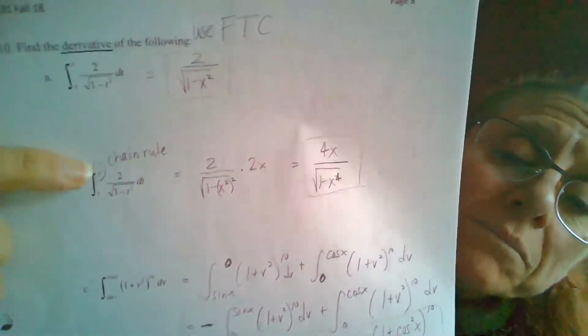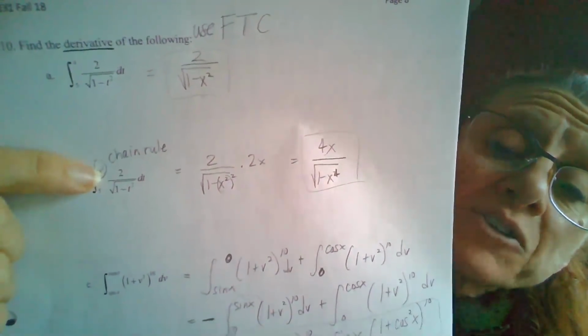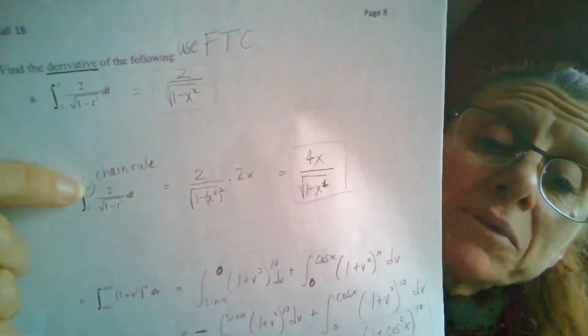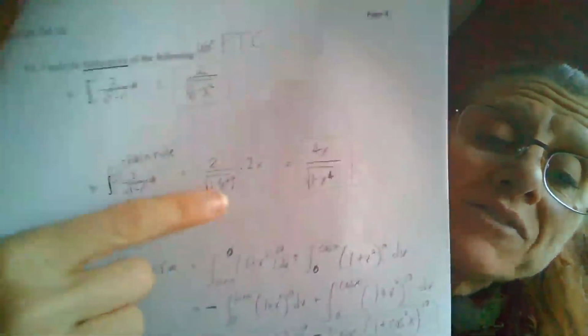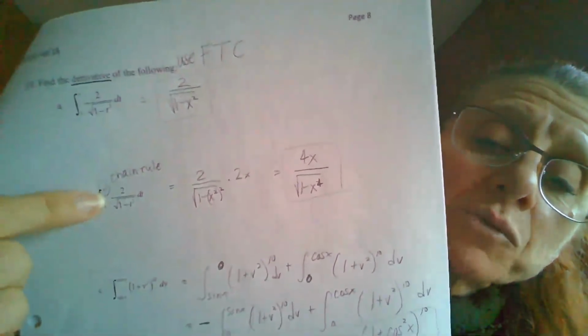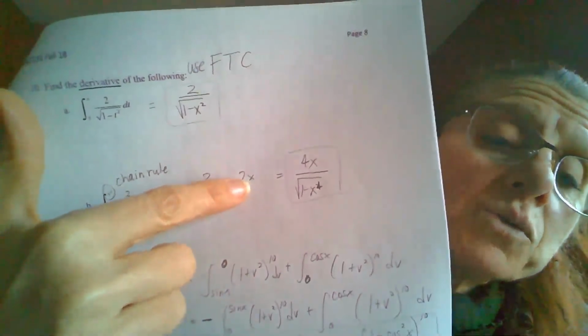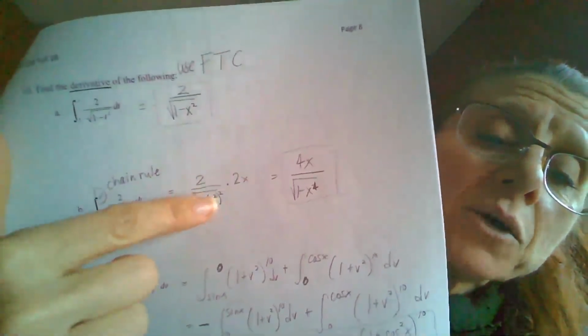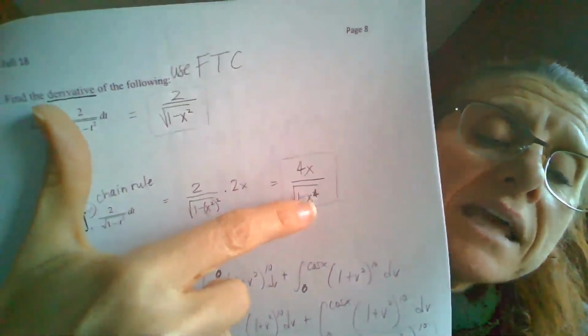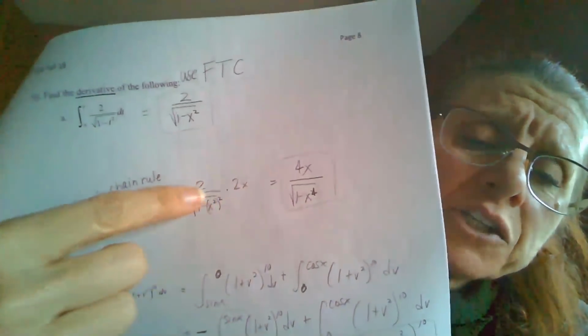Now, what makes this one different is that this is not just x, this is x squared. So I'm going to do that same thing. I'm going to plug x squared into where I have t, but I also need to multiply by the derivative of x squared, which would make this 2x. And notice how when I moved from here to here, x squared squared, I made this x to the fourth, and I just wrote this as one fraction.